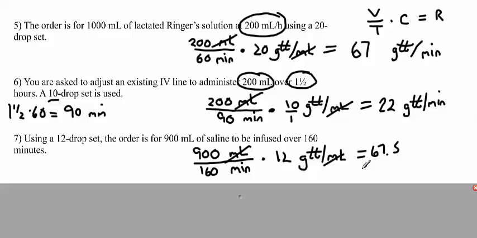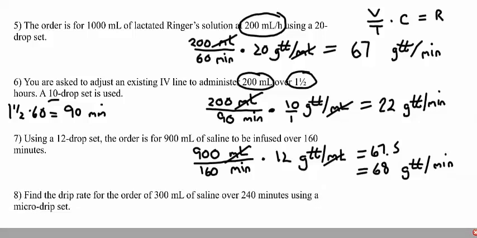67.5, which we know we can't count half a drop. We can't have half a drop, so it's going to be 68. We round up because of the 5. If it's 5 or higher, we round up. So that's 68 drops per minute.